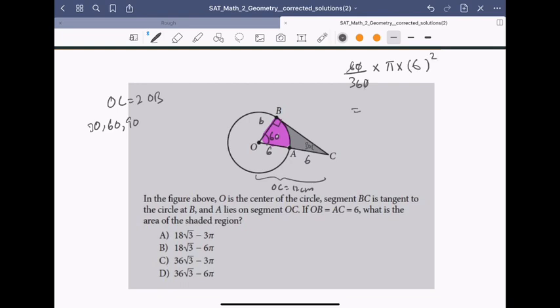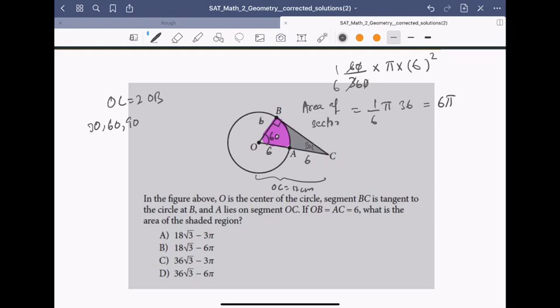So this essentially means 1/6 of 36. This is essentially 6 pi. So the area of the sector is 6 pi, and now we can just subtract this area of the sector from the area of the triangle.